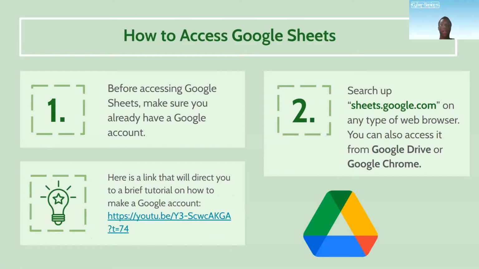Now let's talk about how to access Google Sheets. Before accessing Google Sheets, you need to make sure you have a Google account. There's a brief link here that will direct you to a brief tutorial on how to make a Google account. Once you have made your Google account, to access Google Sheets, just search up sheets.google.com on any type of web browser. You can also access it from Google Drive or Google Chrome.